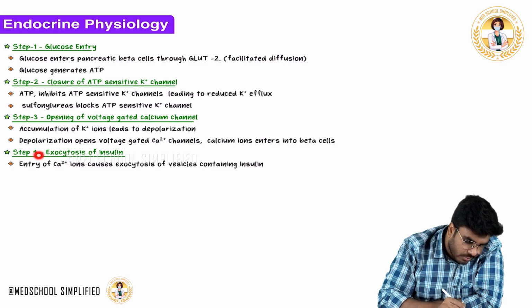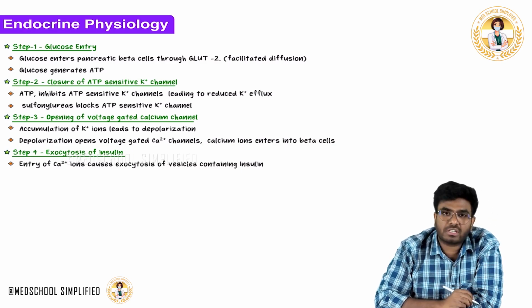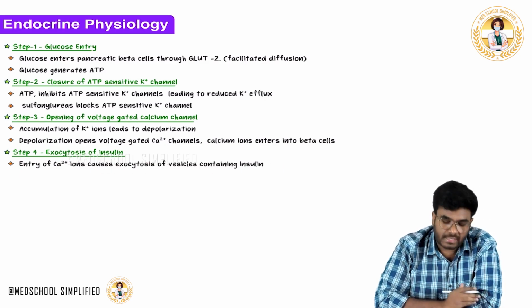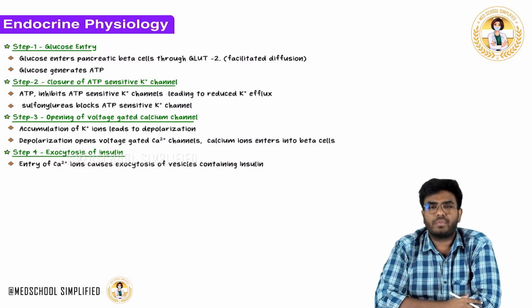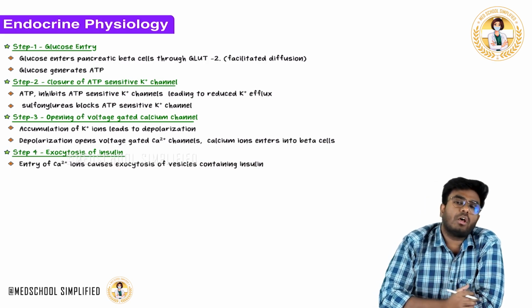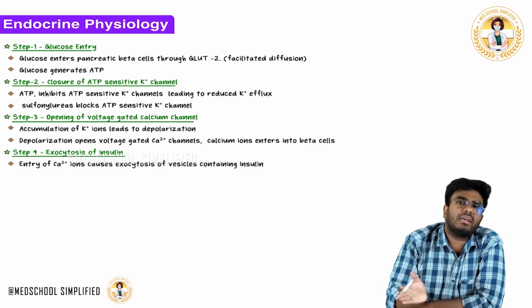Now what will this calcium do? The fourth step is exocytosis of the insulin. Entry of the calcium ions causes the exocytosis of the vesicles containing insulin. So these are the four important steps involved in the exocytosis, or the release, of insulin.